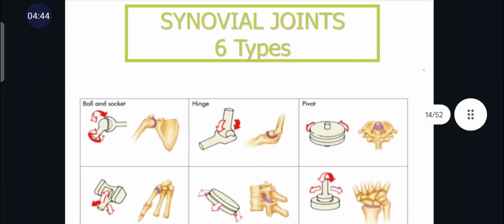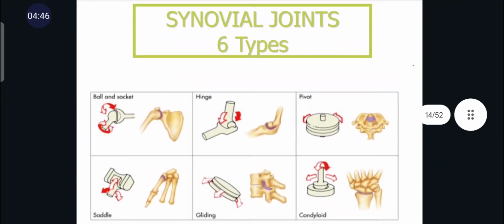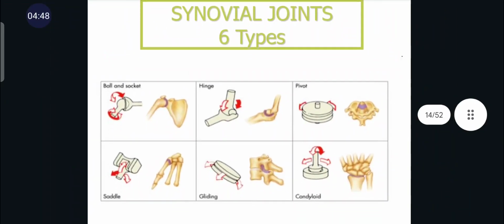Next, dependent on movement, synovial joints are again divided into six types. First is the ball and socket joint, wherein a socket is present and the head of a bone articulates with it. Then the hinge joint, pivot joint, saddle joint, gliding joint, and condyloid joint.